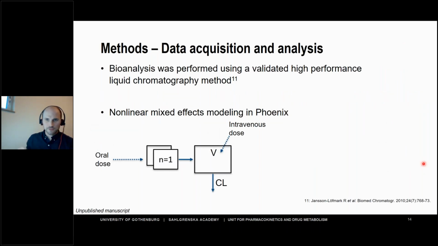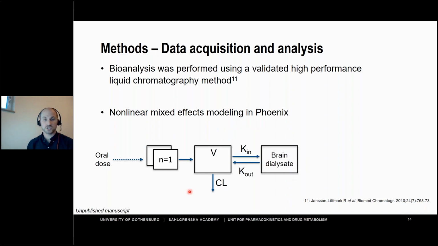So for the modeling for those who are interested, I just want to show you our structural model. It's quite simple. One compartment PK model with transit compartment describing the oral absorption. And the data was then acquired via in-house bioanalysis using a validated method. So the plasma PK is a one compartment PK model in this work. And to describe the dialysate concentration we then have in and out rate from the central compartment to the brain compartment, if you like, or the brain dialysate compartment, to describe this data.